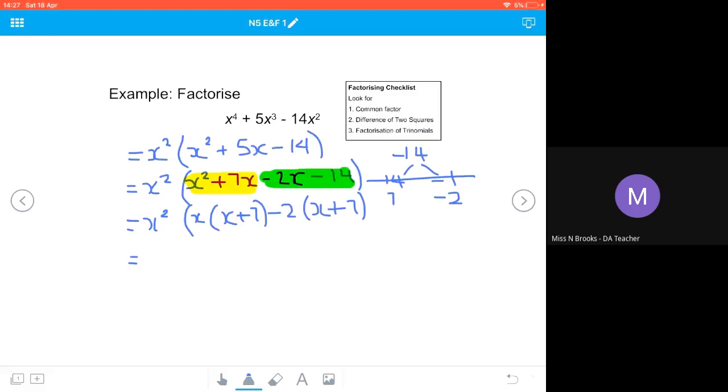So now we want to bring it all together. So we've got x squared, and one of our brackets is going to be x minus 2, and our other bracket is going to be x plus 7. So we've got x squared, x minus 2 upon x plus 7, and that is our factorization of x to the power of 4 plus 5x cubed minus 14x squared.